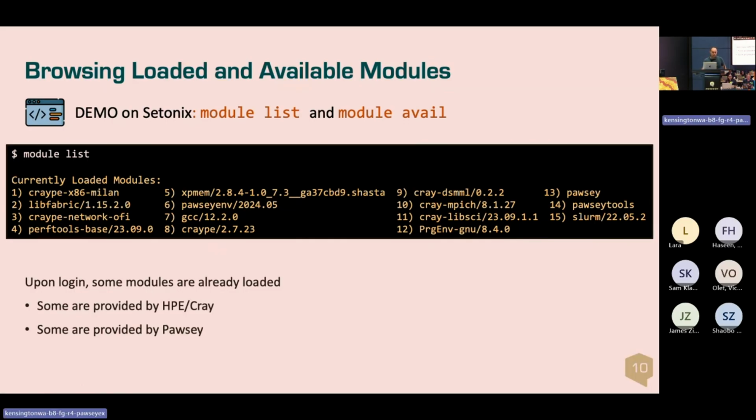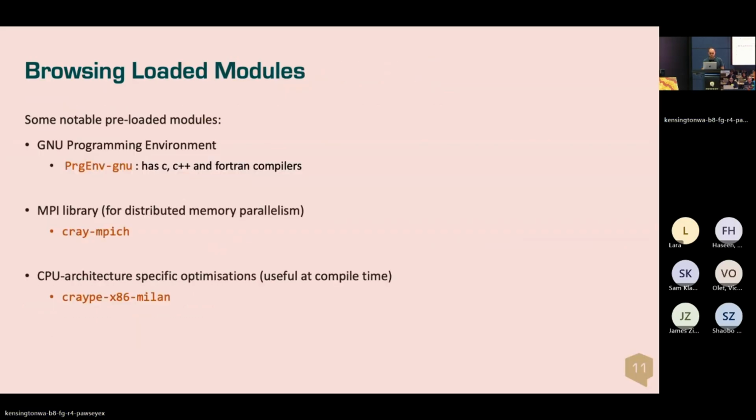Module avail, instead, will list all the modules or software that are available on Cetonix. If you run the module avail command right now, you will see that there is a long output because we have a lot of modules installed for the users.